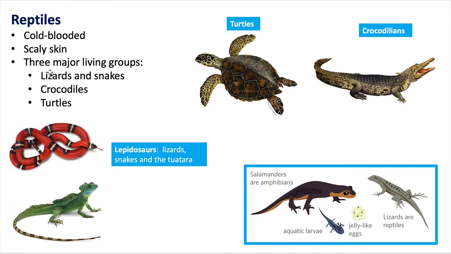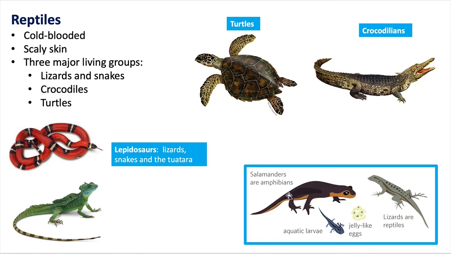Fish scales are covered by slimy skin, whereas reptile scales are on the outside. And that's one of the reasons why reptiles have to shed their skin and fish do not. Fish scales are actually living, bony tissue, and reptile scales are dead. So remember that. Through three major living groups, lizards and snakes are together, crocodiles are separate, and so too are the turtles.